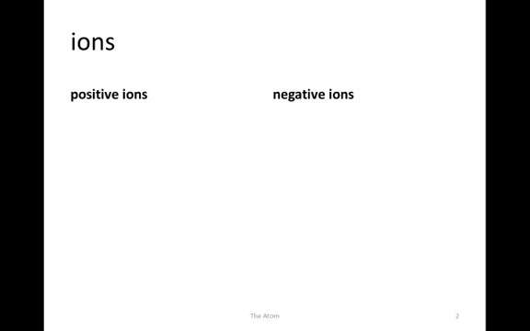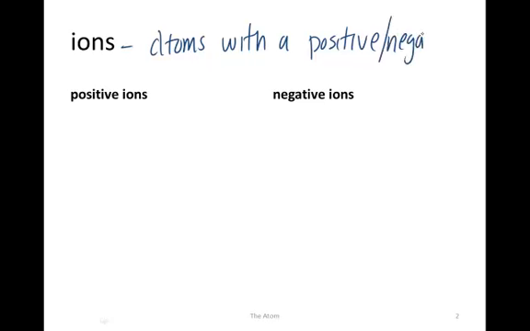Now, it turns out that we can also have atoms with a net charge. And those are, of course, not neutral atoms, and therefore we call those ions. Okay, so ions are atoms with a positive or negative charge. Okay, it turns out that this can also occur for molecules. Molecules can have positive and negative charge, and we'll call those polyatomic ions, and we'll see those in a few video lectures.